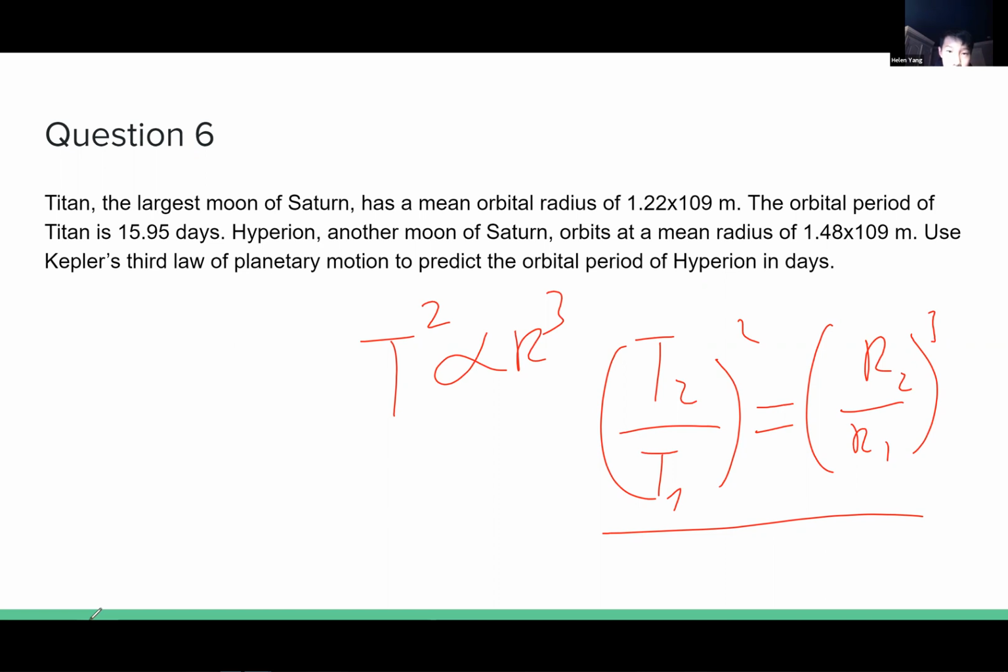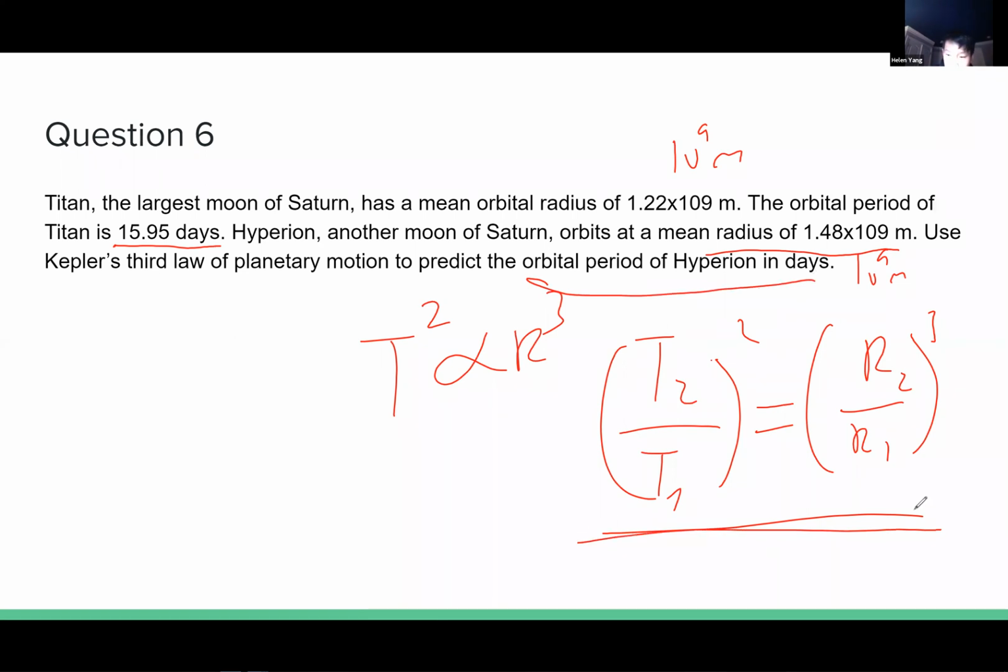Okay, so I'll go over the question now. It says Titan is the largest moon of Saturn and has a mean orbital radius of 1.22 times 10 to the power of 9 meters. The orbital period of Titan is 15.95 days, and Hyperion is another moon of Saturn, with a mean orbital radius of 1.48 times 10 to the power of 9 meters, and it asks what the orbital period of Hyperion is.